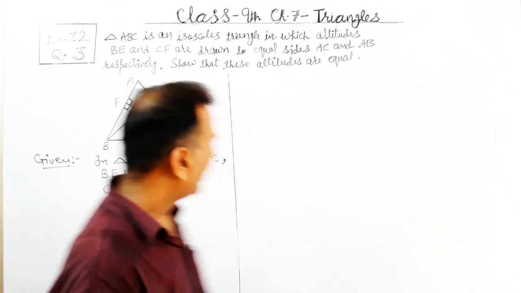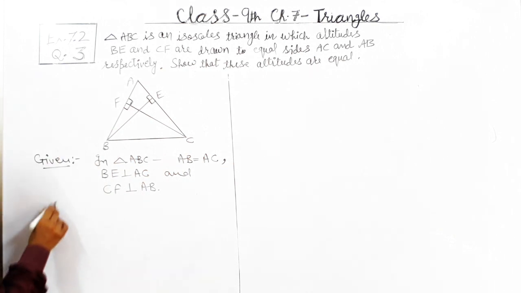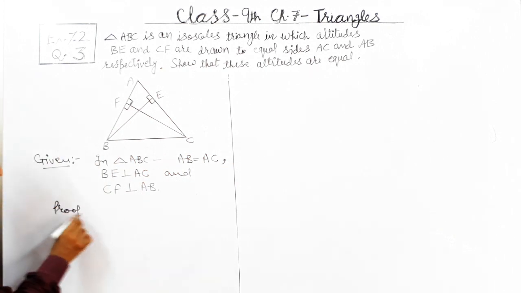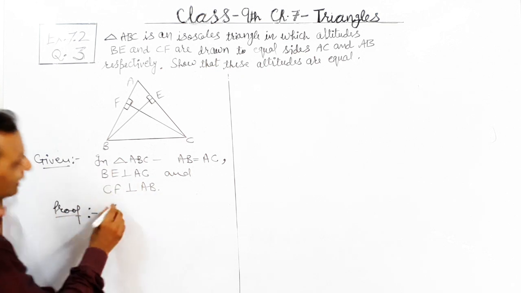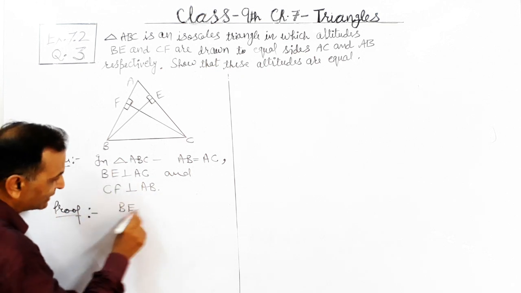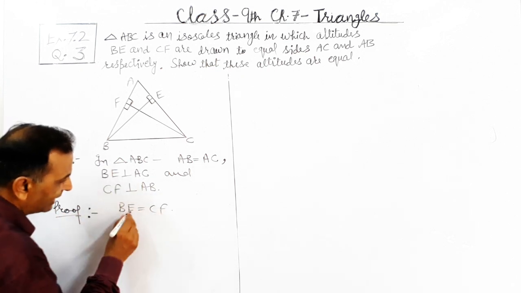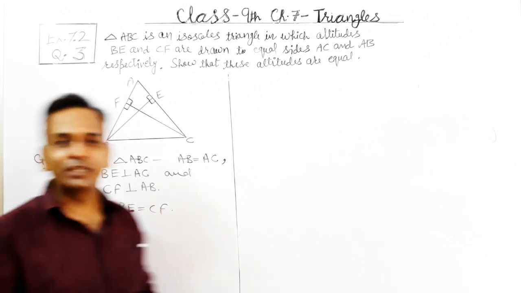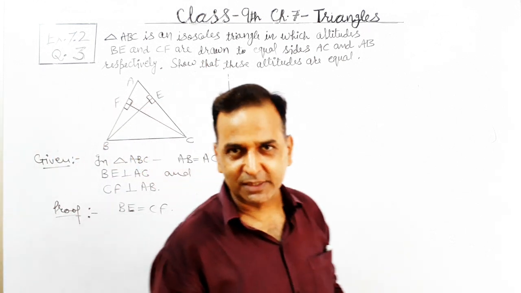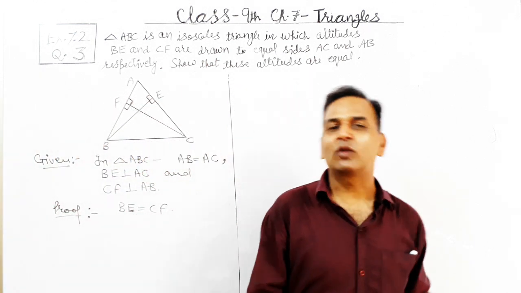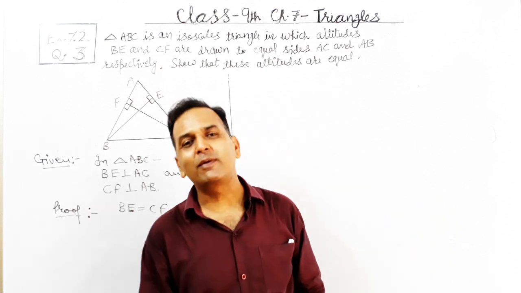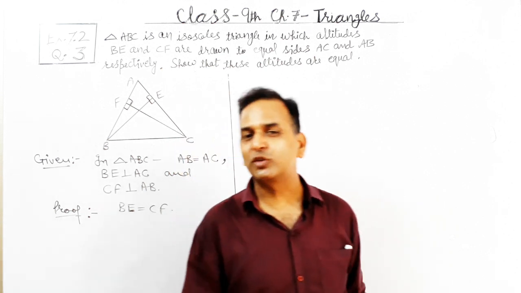Now come to the proof. What we have to show, we have to write down here: we have to show that the two altitudes, that is altitude BE and altitude CF, are equal to each other. It is to be proved by us. Because there is no need to write any construction, we will go to the last step of the solution, that is the proof.